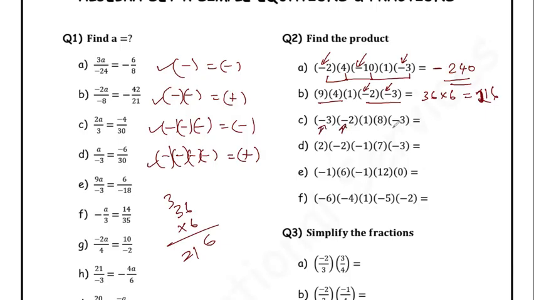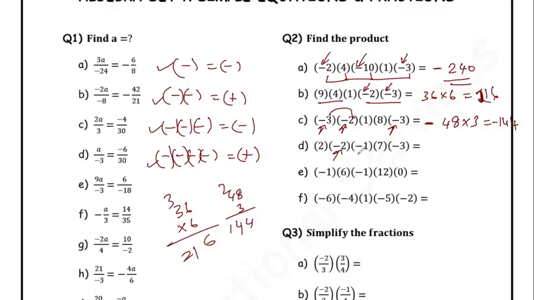1, 2, 3 negatives. So 3 negatives is negative. 3 twos are 6. 6 eights are 48 into 3. So that is 144. So we can multiply it. Yeah, negative 144.